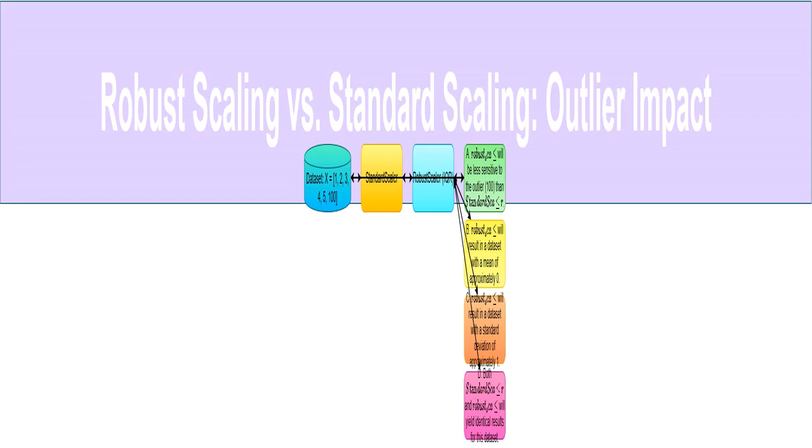This statement sets the stage for the quiz problem. We're comparing two scaling methods, robustscale and standardscale, and how they handle outliers in a dataset.